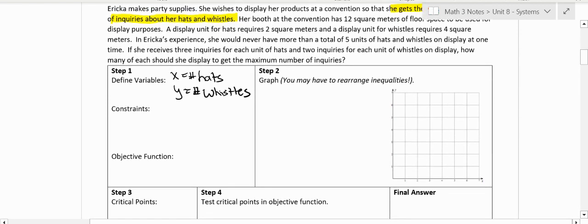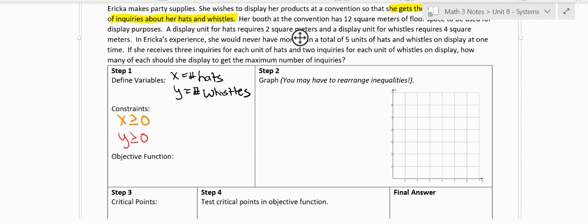We then have our different constraints for these problems. One constraint is that we know we're not going to have negative hats, so x is greater than or equal to 0. We're going to have a constraint for y, so y is greater than or equal to 0.